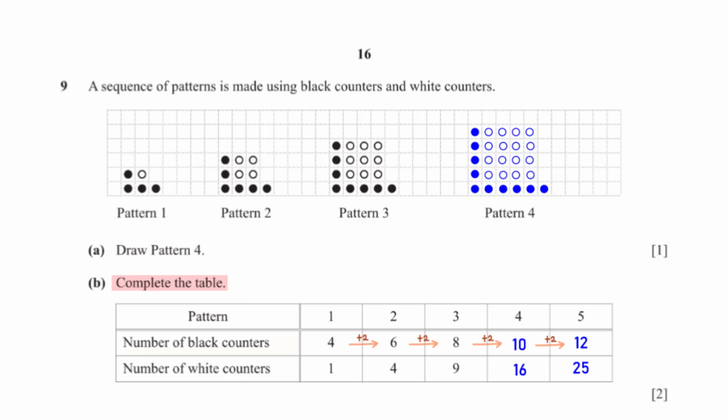Complete the table. The number of black counters keeps increasing by 2, so the number of black counters in pattern 4 would be 8 plus 2, which is 10, and the number of black counters in pattern 5 would be 10 plus 2, which is 12. The number of white counters are perfect squares, so the number of white counters in pattern 4 would be 4 squared, which is 16, and the number of white counters in pattern 5 would be 5 squared, which is 25.